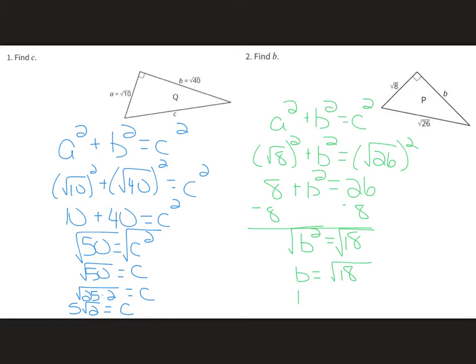Well, that simplifies. 9 times 2, and b is 3 root 2. Okay, notice we're only using the positive square root. Remember we've said when we take a squared equation, there's two answers, the positive and the negative square root. Well, the side length of a triangle can't be negative. We could not have negative 3 root 2, so we only use the positive square root.